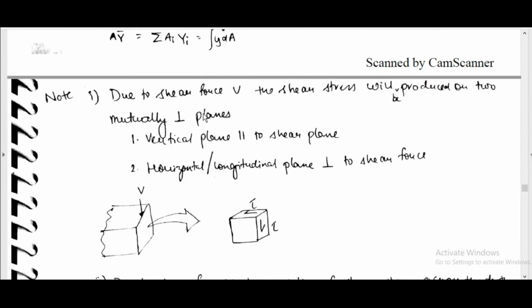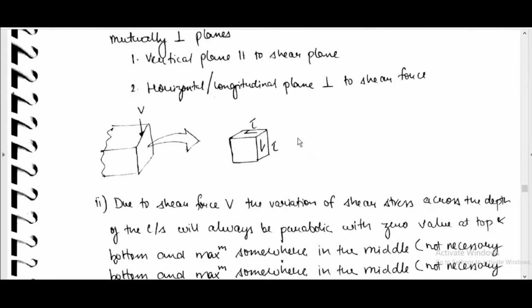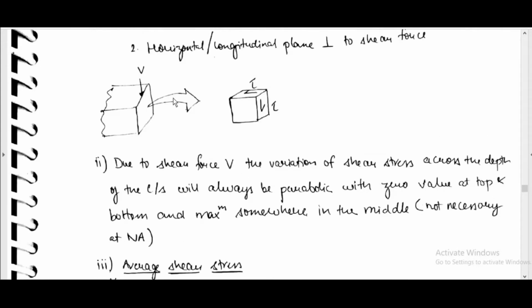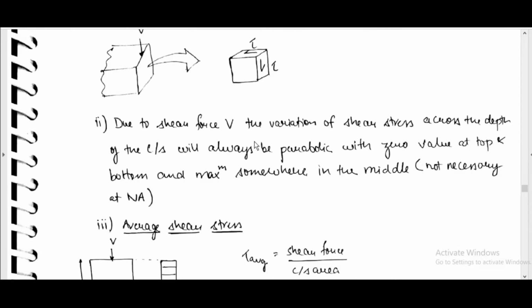Due to shear force V, the shear stress will be produced on two mutually perpendicular planes. One is the vertical plane parallel to the shear force, the second is the horizontal or longitudinal plane perpendicular to the shear force. If V is like this, then tau will be like this, and another perpendicular horizontal tau will be like this. Due to shear force V, the variation of shear stress across the depth of the cross section will always be parabolic, with zero value at top and bottom and maximum somewhere in the middle, not necessarily at the neutral axis.